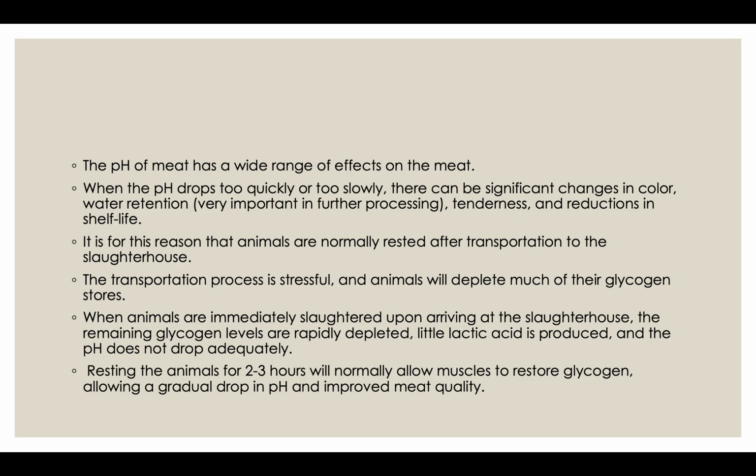The transportation process is stressful and animals will deplete much of their glycogen stores. When the animals are immediately slaughtered upon arriving at the slaughterhouse, the remaining glycogen levels are rapidly depleted. Little lactic acid is produced and the pH does not drop adequately. Resting the animals for 2 to 3 hours will normally allow the muscles to restore their glycogen, allowing a gradual drop in pH and improved meat quality.